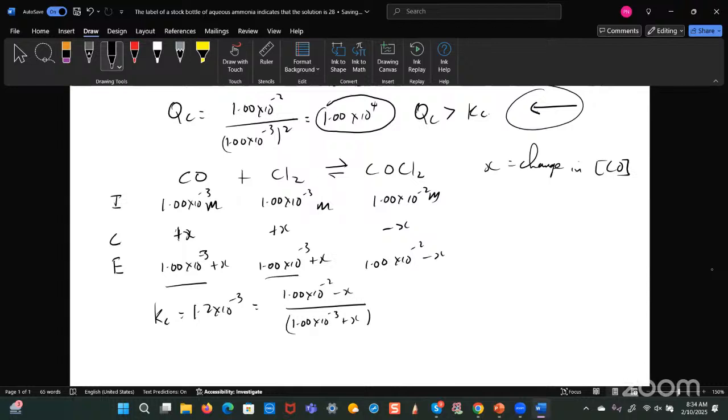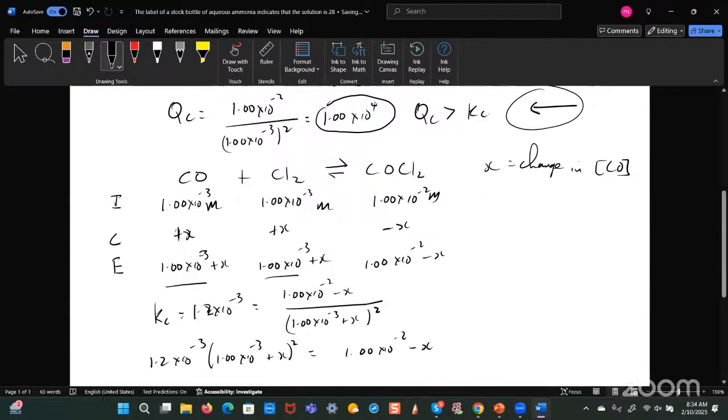So, as you can see, this is going to be another algebraic problem. So how shall we solve this? We can cross multiply. So that means that 1.2 times 10 to the minus 3 times 1.00 times 10 to the minus 3 plus X, and that is squared, will be equal to 1.00 times 10 to the minus 2 minus X.